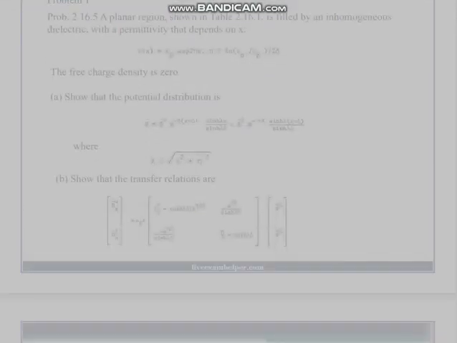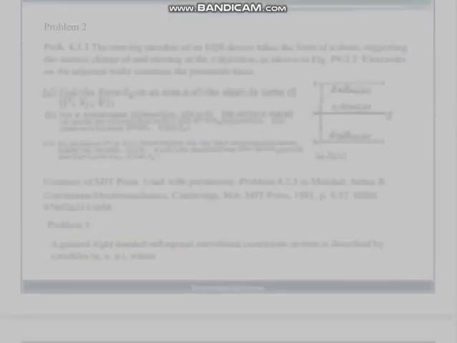Problem 1. Prob 2.16.5. A planar region, shown in Table 2.16.1, is filled by an inhomogeneous dielectric, with a permittivity that depends on x. The free charge density is 0. Show that the potential distribution is as given, and show that the transfer relations are as stated.